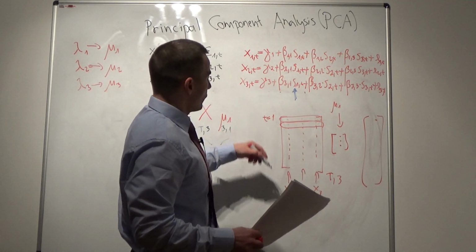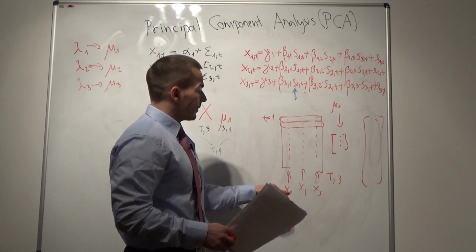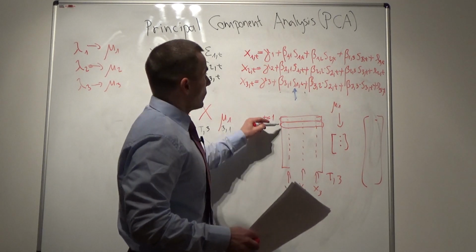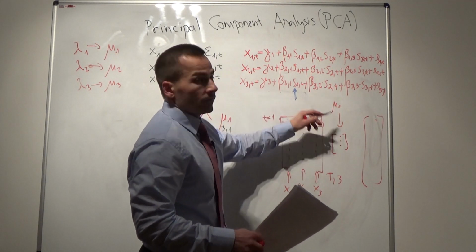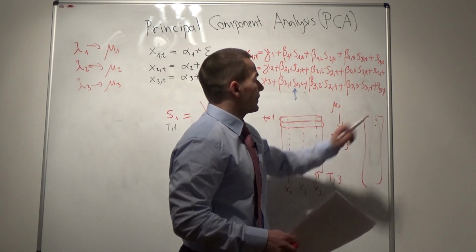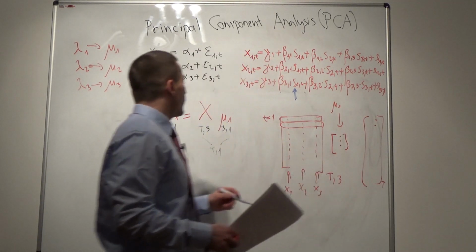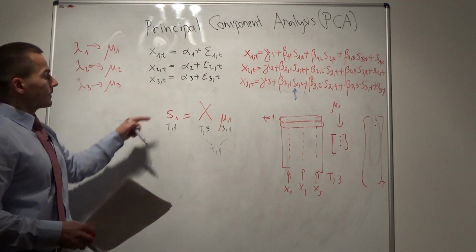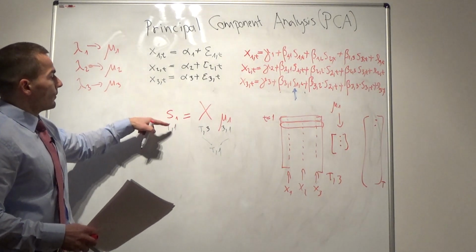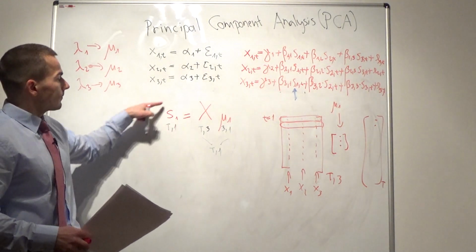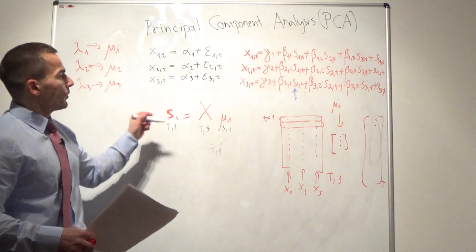Next, we take the second row of our X matrix, which is the second observation of our data vectors X1, X2, X3, and we multiply it with our eigenvector. The eigenvector is obviously always the same in each iteration. This would be the second observation, and so on. We do it until capital T. By this, we have constructed the corresponding time series of the first principal component, S1.